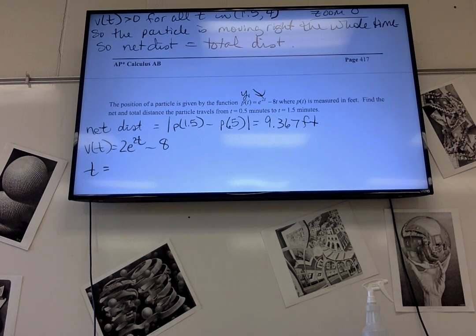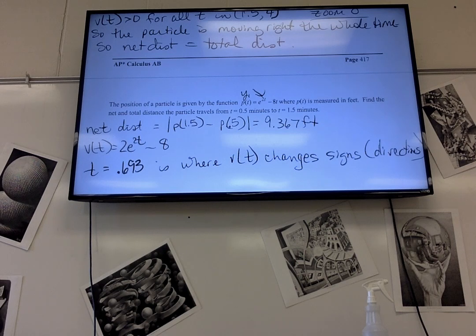Sounds good. Yep, that's what I got too. Cool. Everybody get that? Okay. So 0.693, whatever. And that's where it changes signs. V of t changes signs, therefore really direction.